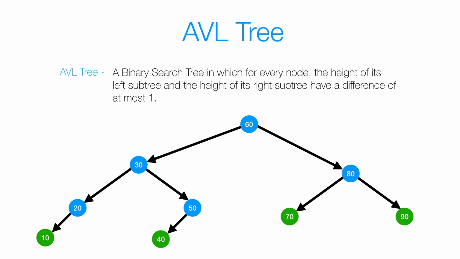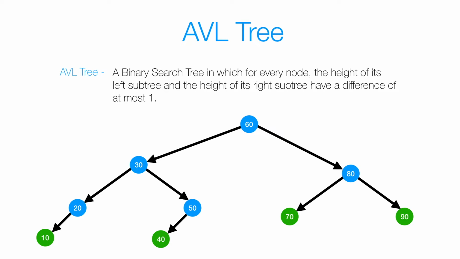So for example, if you're looking at the node 70, the number of edges in its deepest A to leaf path is going to be 0, because there are no edges. So its height is going to be 0. If you look at 80, there's one edge in its deepest A to leaf path, so its height is going to be 1. If you look at 60, there are 3 edges in its deepest A to leaf path, 60-30, 30-20, and 20-10. Or alternatively, it could be 60-30, 30-50, and 50-40. So that's how we're determining the height of some given node.